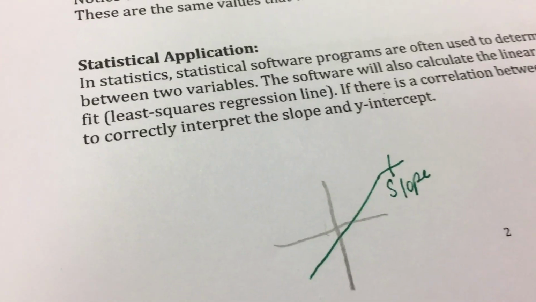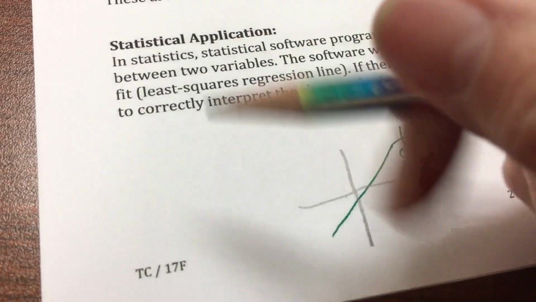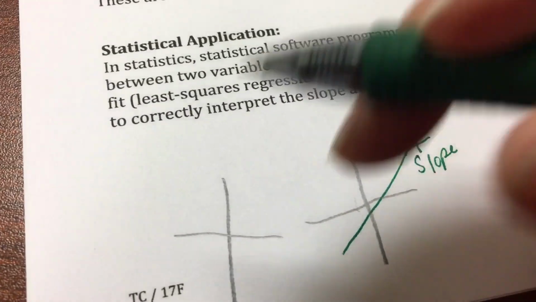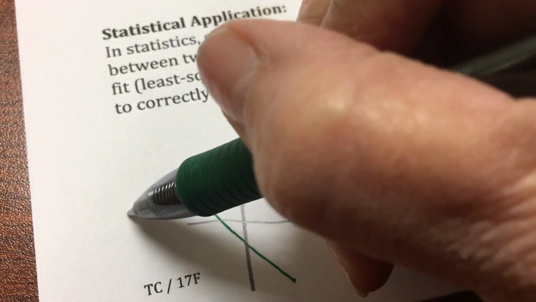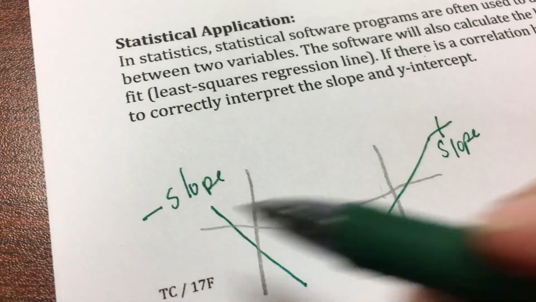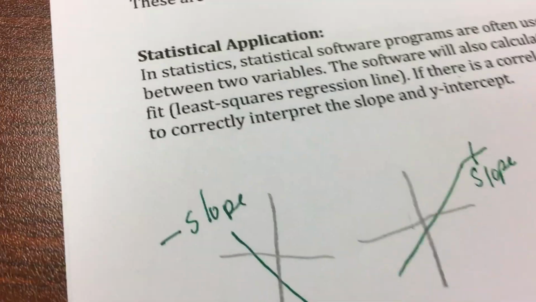Okay? If I have an axis that looks like this, and my line leans to the left, like that, that's negative slope. Notice it would be on the negative side of the number line. This would be on the positive side.